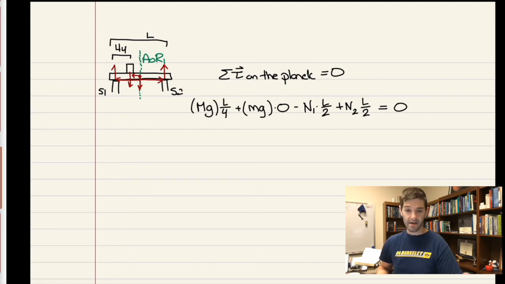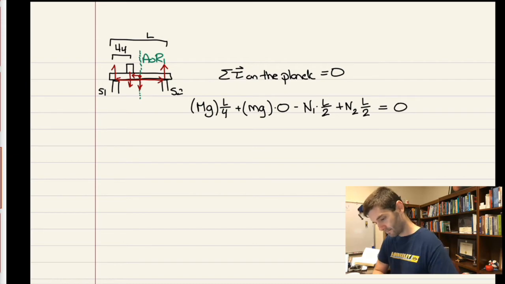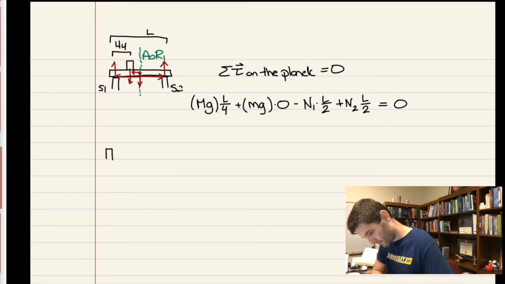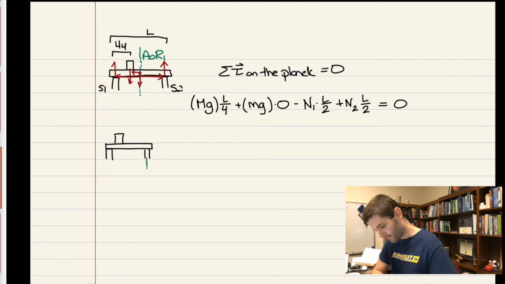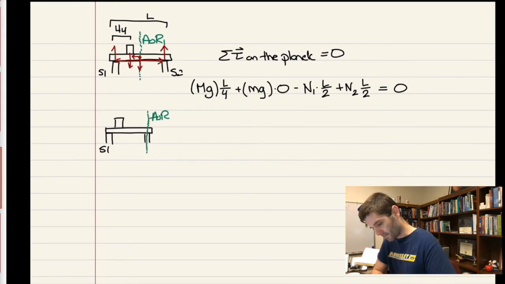Notice, however, this doesn't help, because both normal forces are still in the problem. I want one of them to go away so I can uniquely solve for the other. In this case, I would say, pick a different rotation axis such that one of them doesn't contribute to the torque. So maybe I'll put my axis of rotation here, at scale 1, scale 2.